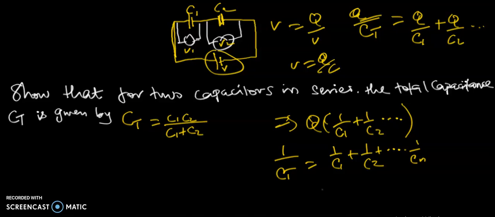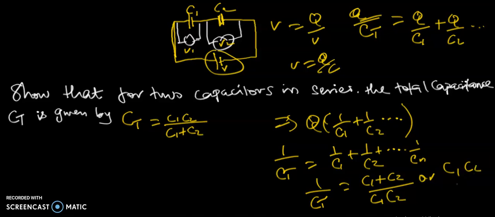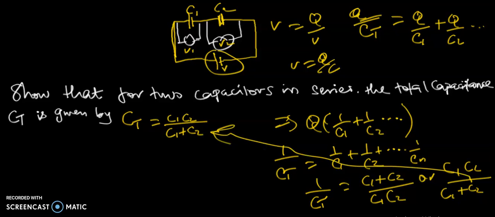So we can say that the total capacitance will be given by the inverse of this formula, which will give us 1 over C total equal to C1 plus C2 divided by C1 C2. Or it can be C total equal to C1 C2 divided by C1 plus C2, which is what we have here. And this is how we show that for two capacitors in series, the total capacitance is given by this.